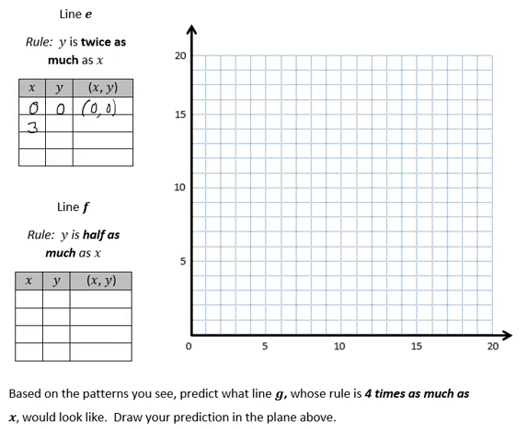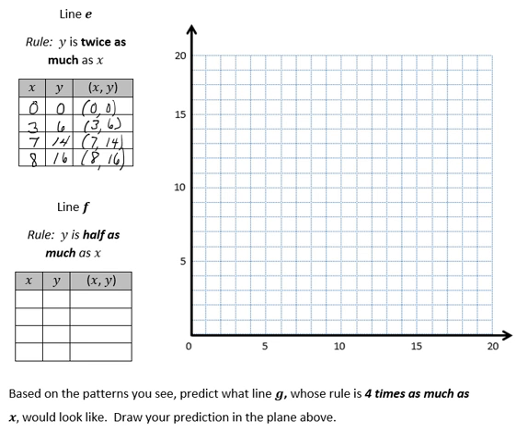Then if I chose 3 for my x coordinate, my y coordinate would be 6, because y is twice as much as x, and 2 times 3 is 6. So that would give me an ordered pair of 3, 6. And if I chose, let's say, 7 for my x coordinate, my y coordinate would be 14. Ordered pair 7, 14. And if I chose 8 for my x coordinate, my y coordinate would be 16. 8, 16. And we'll go ahead and plot those points.